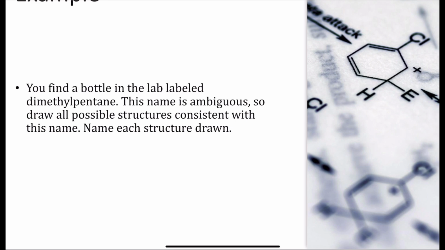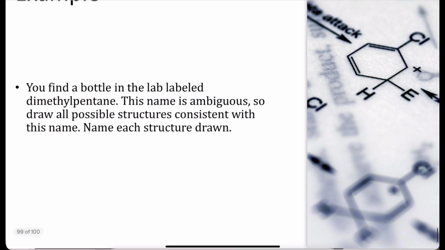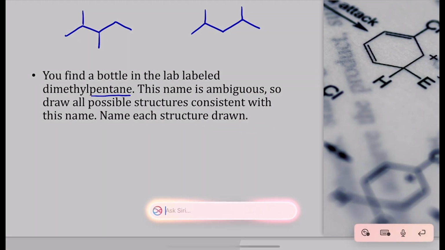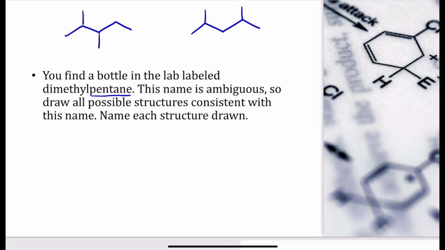Okay, so we've got dimethylpentane. Well, I know that if it's pentane, that means 5 carbons. Dimethyl, where could I put the methyls? I could put them here. I could put them here. I could put them on the same carbon. Middle carbon.